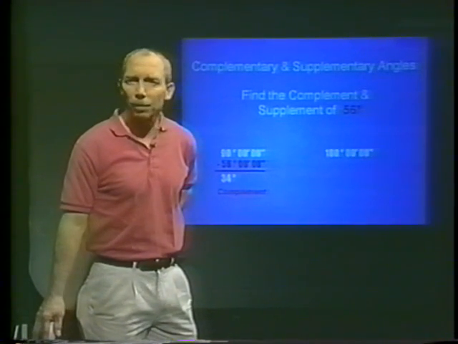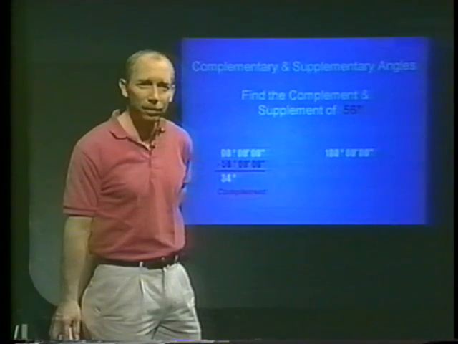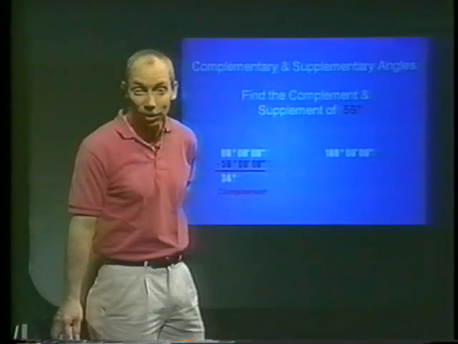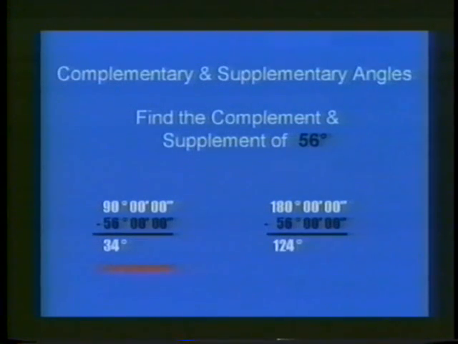What about the supplement? Well, the supplement's going to be the same deal, except we're going to subtract it from 180 instead of 90. Let's do that. Subtracting it from 180, we don't have to do much carrying. 0 minus 0, 0 minus 0, 180 minus 56. If I do that subtraction, I get 124. So the supplement of 56 degrees, the angle that you would add to 56 degrees to get 180, is 124.